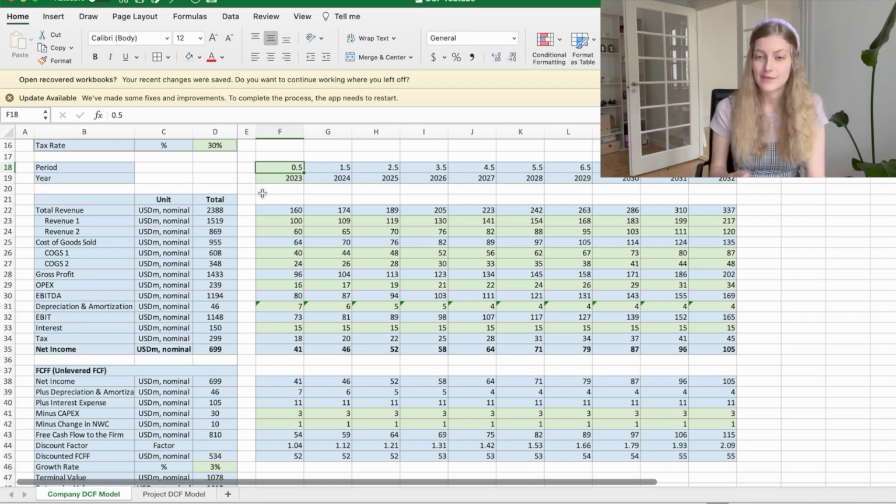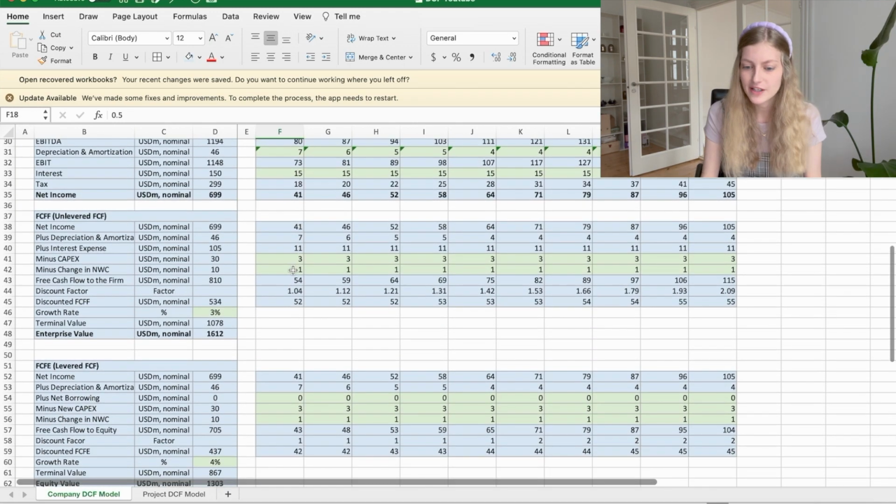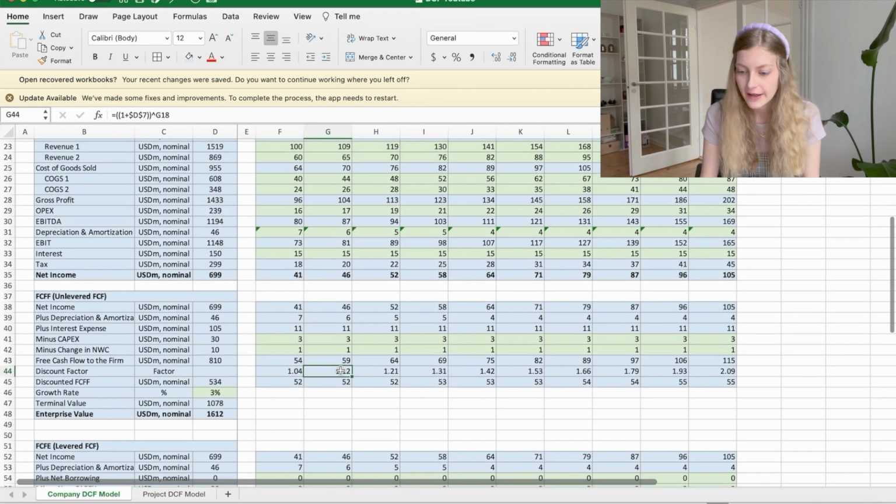So in general, I would apply this, especially if it's a DCF for a company. So that's a really good thing to know. But yeah, that's how we come up with our discount factor down here. And then it just continues out in the future.